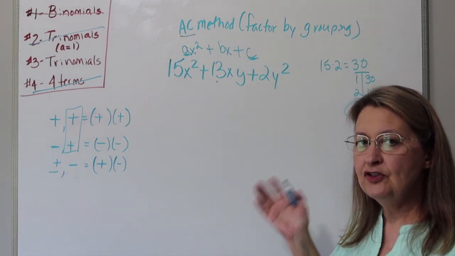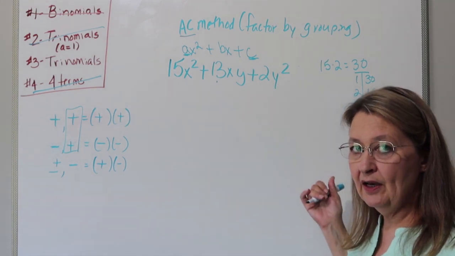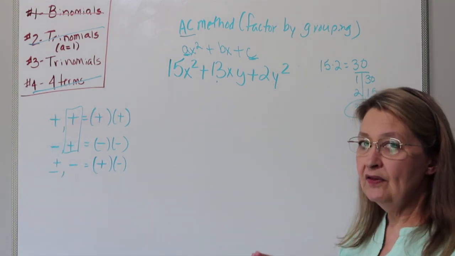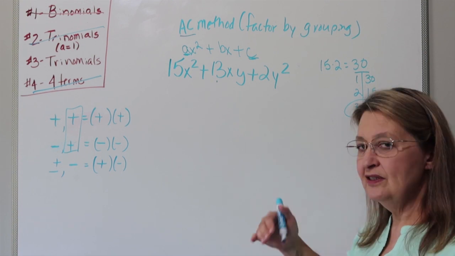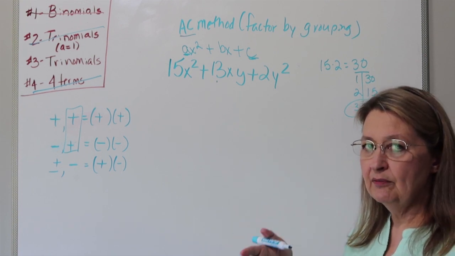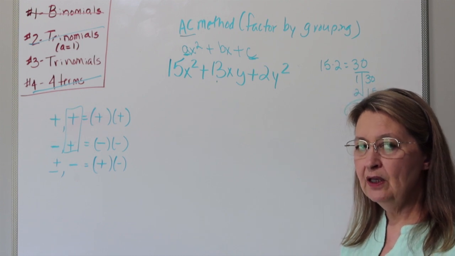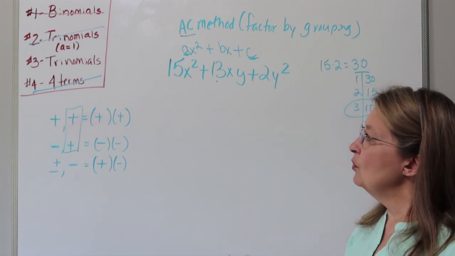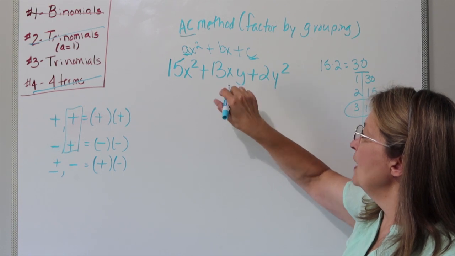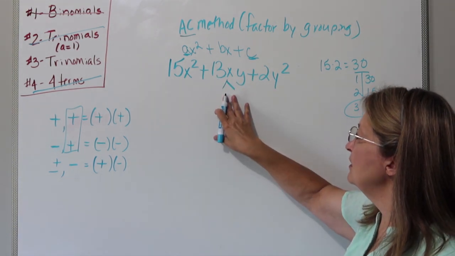Now in the other method, you took those two numbers and put them in your binomials. Well, we're not going to do that here. This one doesn't work this way. This is where it veers off and becomes factoring by grouping. How many terms do you need to factor by grouping? You need 4. So what we're going to do is transpose this trinomial.